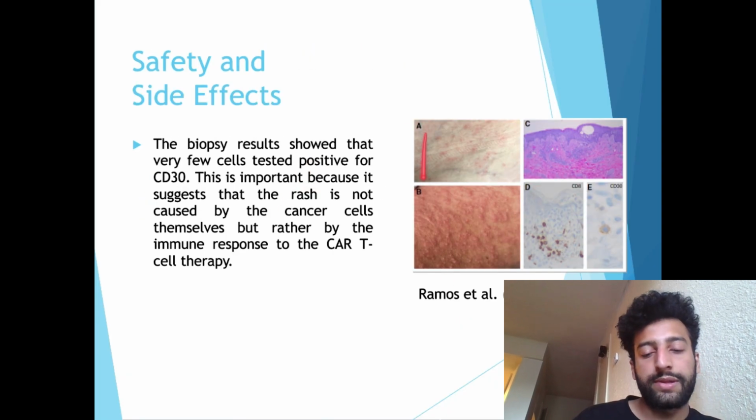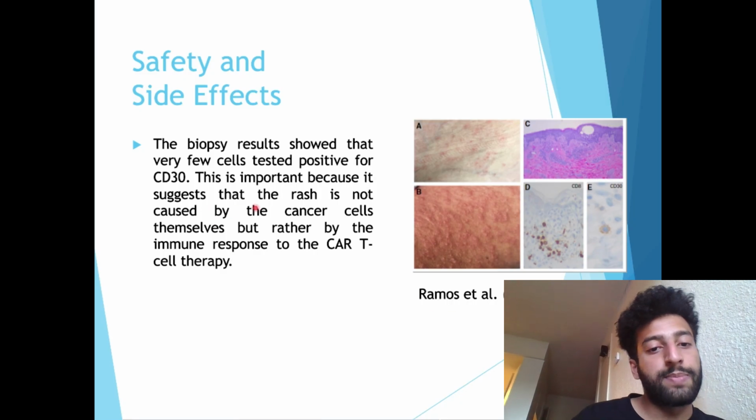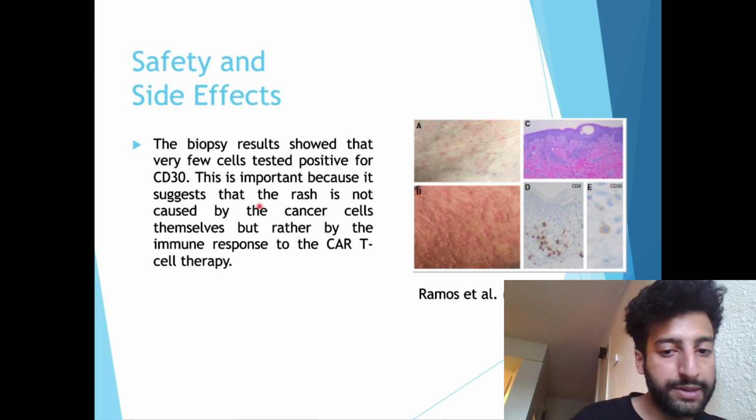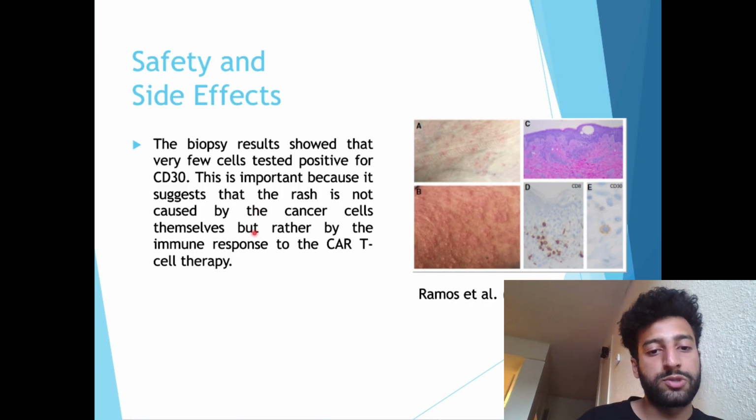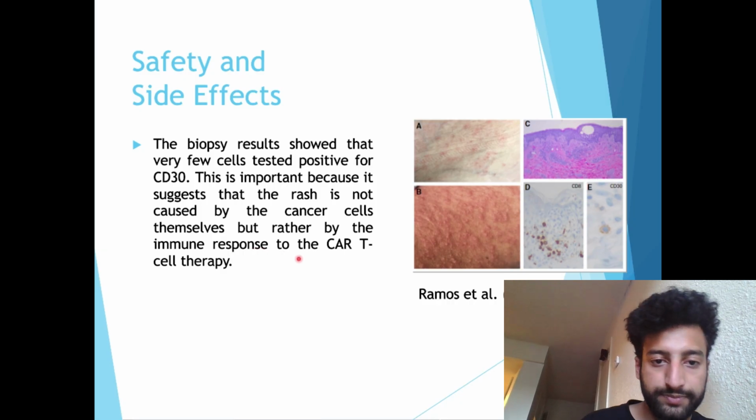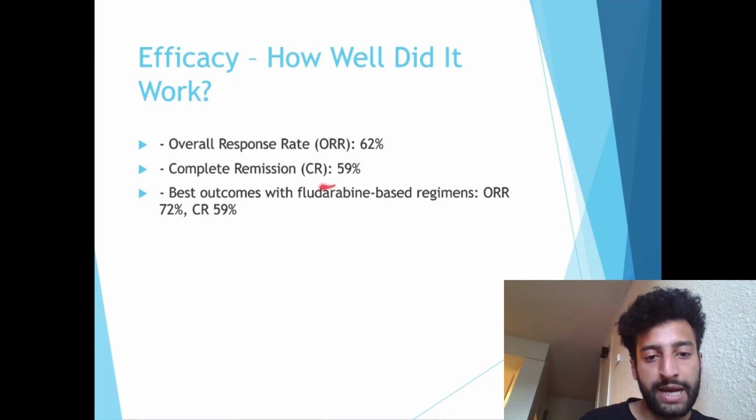As you can see here, this is a picture taken from the paper as well. This shows the biopsy of the skin, which shows the rash is not caused by the cancer cells, but by the immune response to the CAR T cell therapy. Okay, overall response was good, 62%, complete remission 59%.